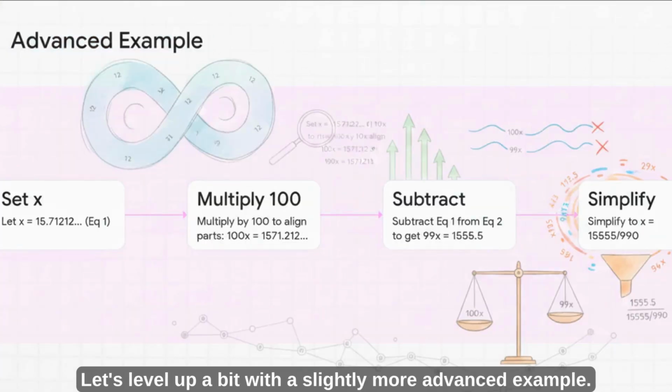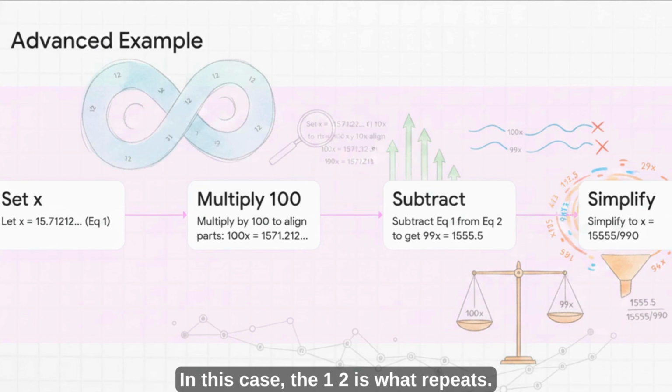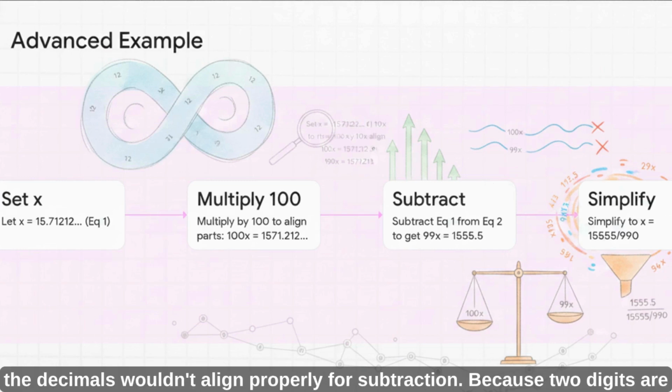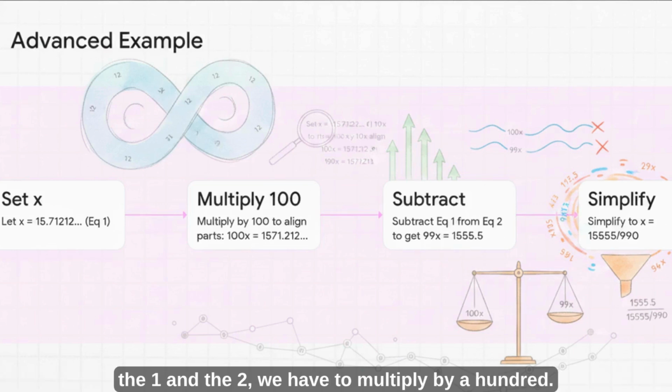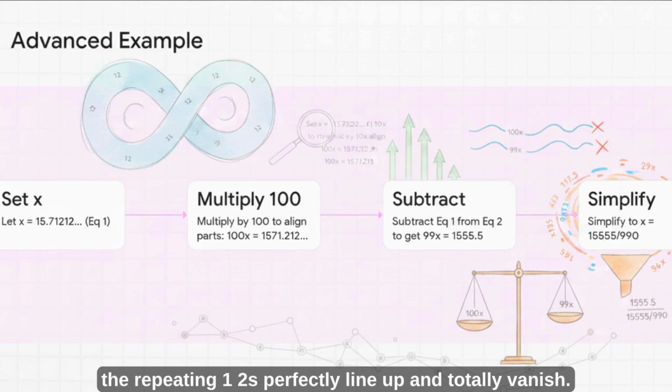Let's level up a bit with a slightly more advanced example. We're going to convert 15.171212 repeating. In this case, the 12 is what repeats. If we only multiplied by 10 here, the decimals wouldn't align properly for subtraction. Because 2 digits are repeating, the 1 and the 2, we have to multiply by 100. So 100x equals 157.21212 repeating. When we subtract our original x from this, the repeating 12s perfectly line up and totally vanish.